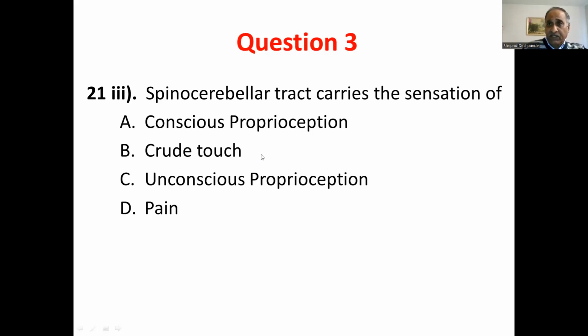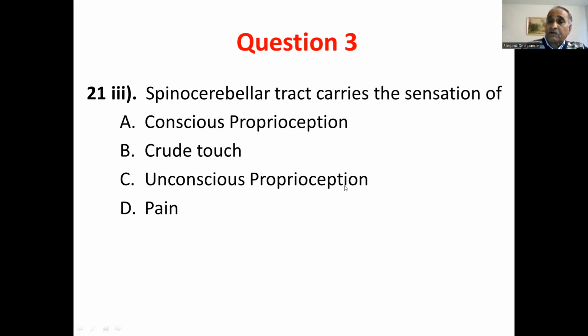Maybe it's the ventral spinothalamic tract. Pain is carried by the lateral spinothalamic tract. Now, we have conscious proprioception. Conscious proprioception is carried by the dorsal column, with sensations from the fasciculus gracilis and fasciculus cuneatus going through the medial lemniscus to the thalamus, and then to the somatosensory area 3, 1, 2. So that is conscious proprioception, telling about the position of a particular joint or body part.